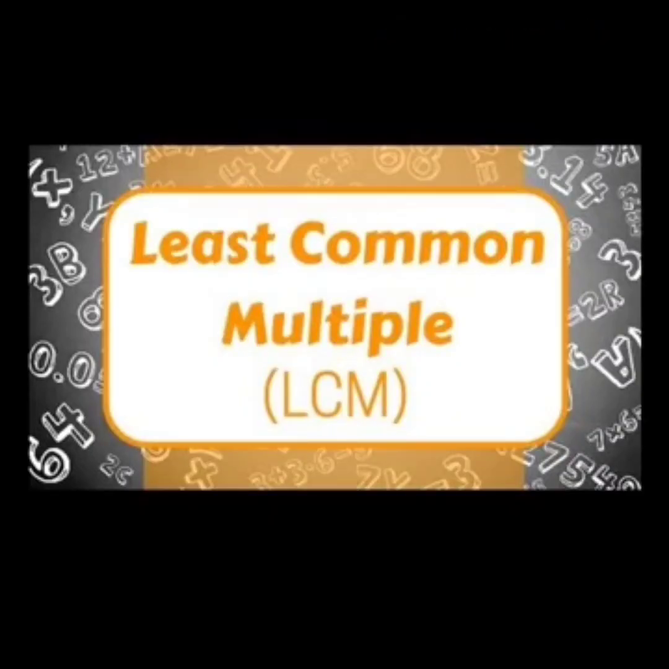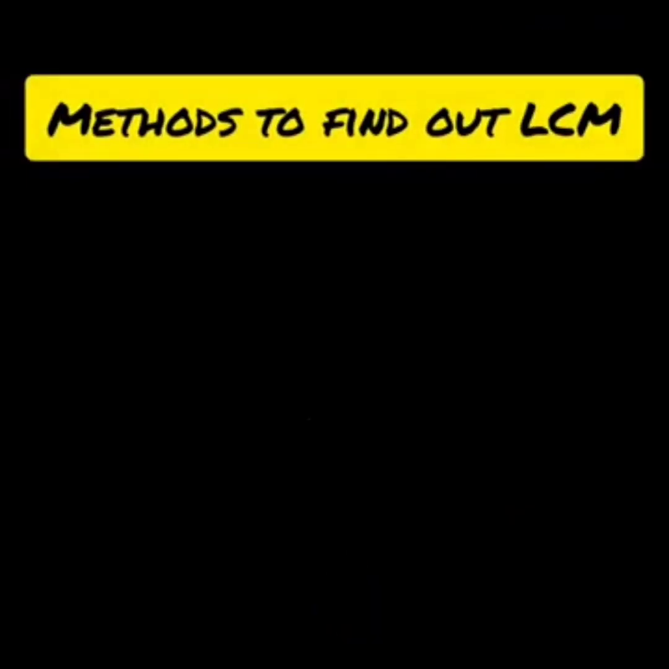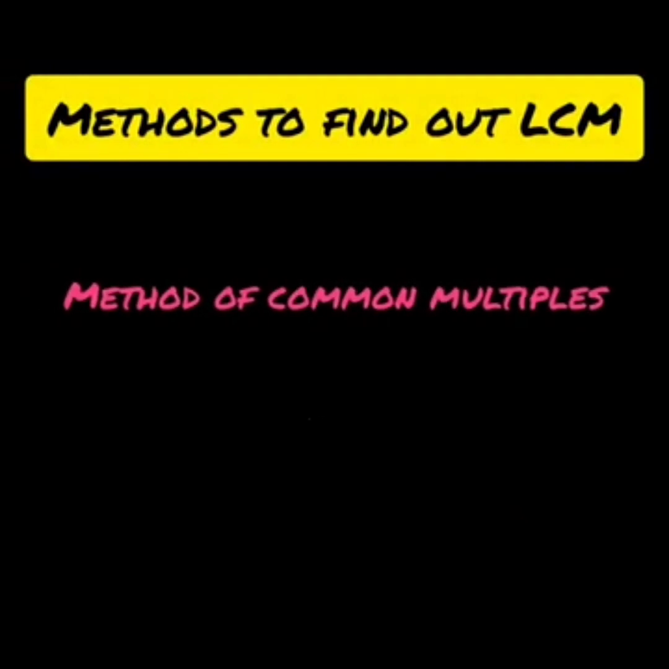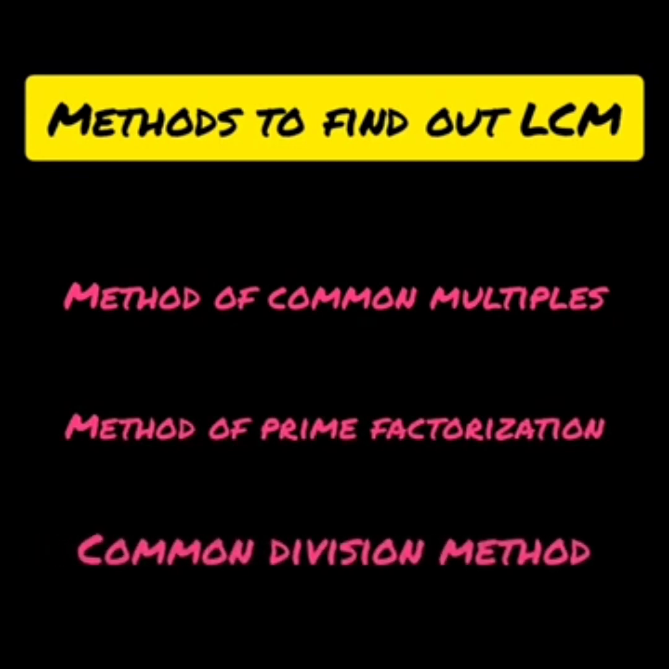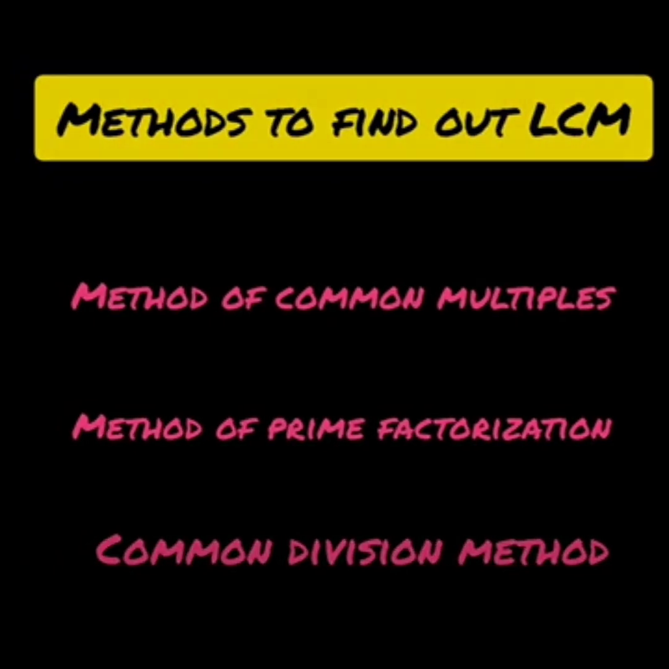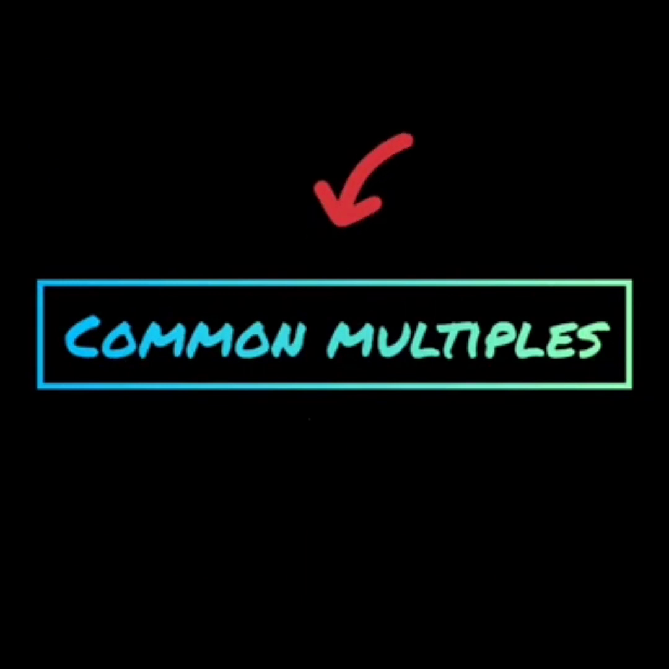LCM means least common multiple. There are 3 methods to find the LCM. First is the method of common multiples. Second, the method of prime factorization. Third, the common division method. So, let's start with our first method, the method of common multiples.